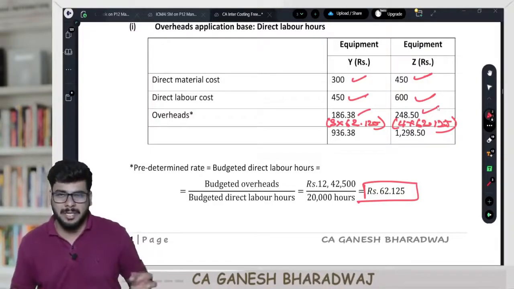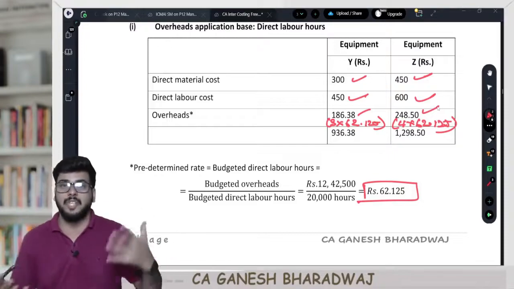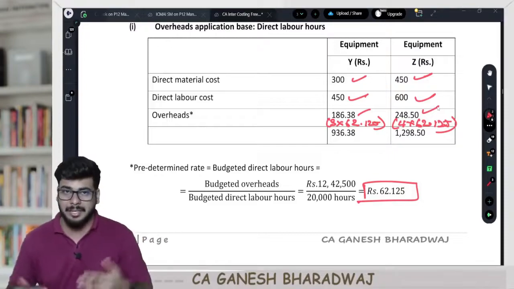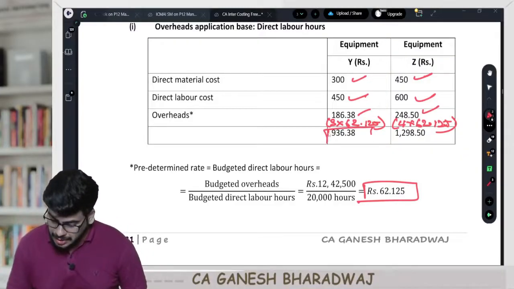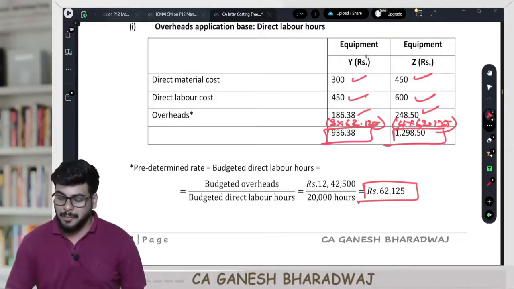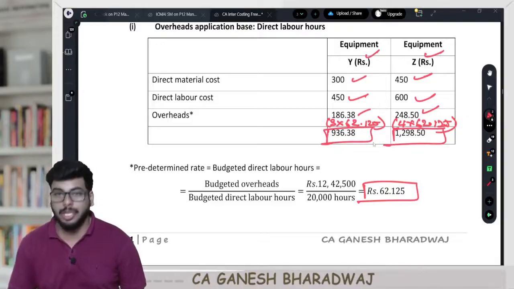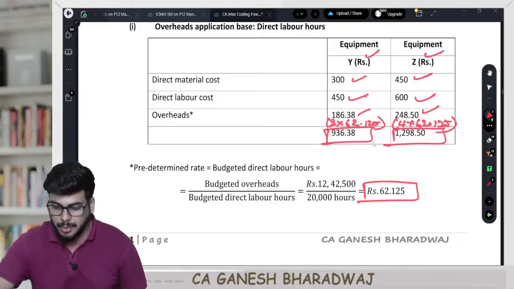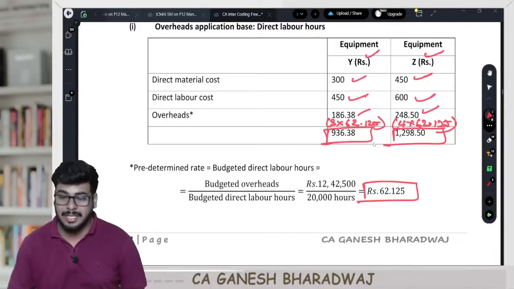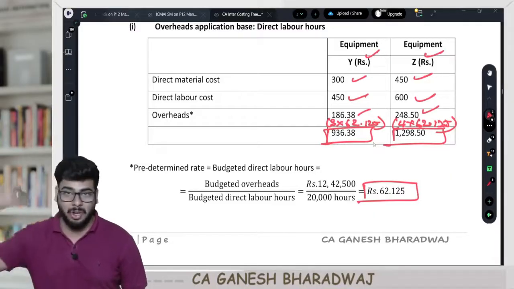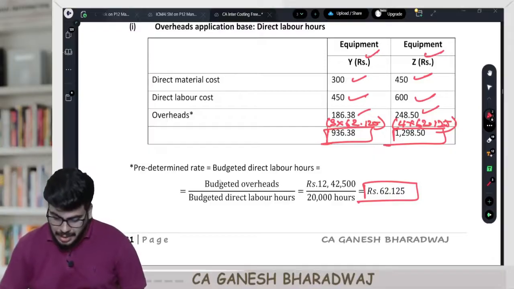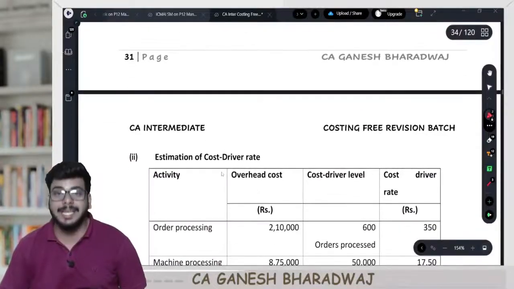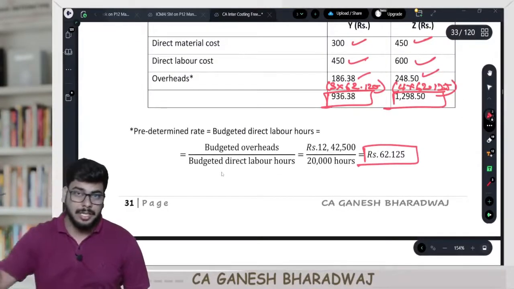Now it's pretty much simple. What they have done is taken an absorption rate, in this case even a blanket rate, and charged it off to the products. Are you clear with this, guys? So with this, you have arrived at the total cost of equipment Y and equipment Z. This is based on your traditional costing system. Next, suppose now they are using this ABC system.